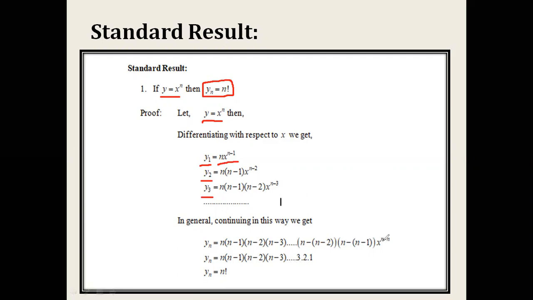And x raised to power n minus n is 0, meaning anything raised to power 0 is 1. So finally we get 1, 2, 3 up to so on n, and this is nothing but our n factorial. So this is the final result: the nth derivative of x raised to power n is n factorial.